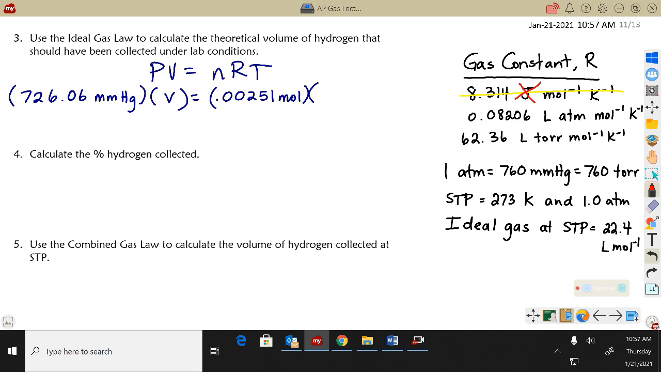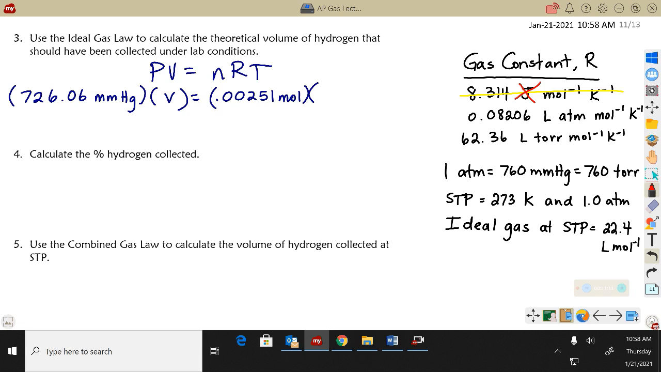Instead, you're looking at the other two options for R, 0.08206 or the 62.36. Those are for PV = nRT because the units of the constant match the units of the variables in this equation. There's pressure and volume and temperature and moles.